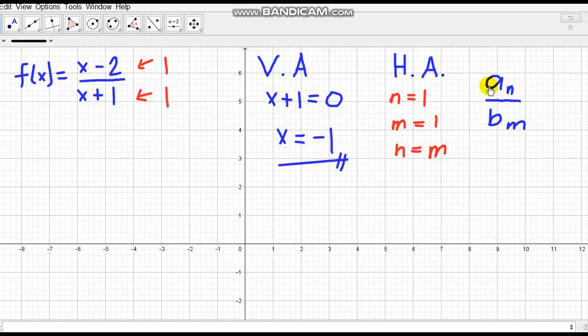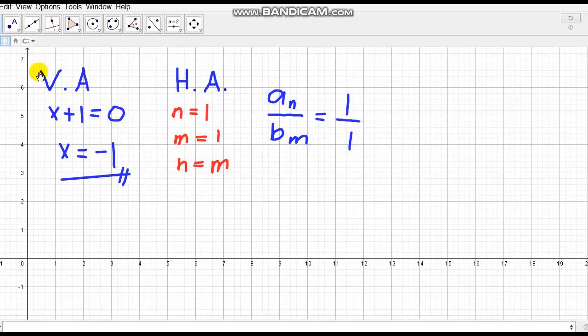We get the coefficient of the highest exponent of the numerator and denominator. Since it's x here, that's where the highest exponent is, we get the coefficient. The coefficient of x is 1. And for the denominator, the coefficient of x here is also 1. If there's nothing written there, it's automatically 1. Since 1 divided by 1 is equal to 1, we equate it with y. So the horizontal asymptote is y equals 1.